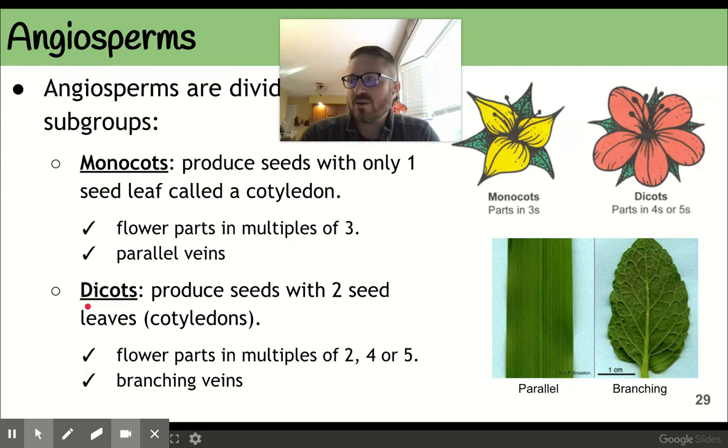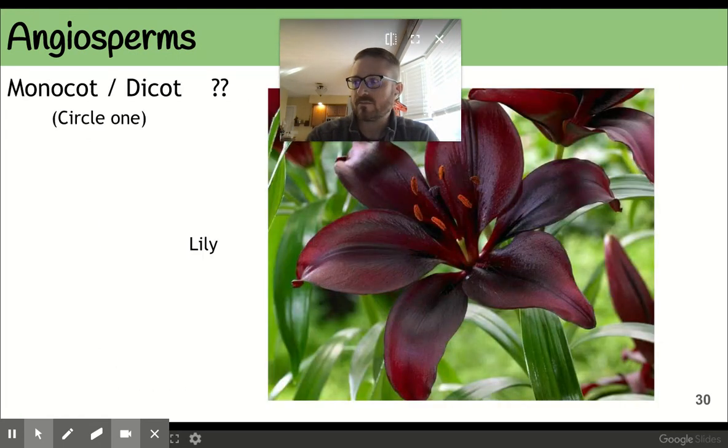Dicots are angiosperms that produce seeds that have 2 seed leaves inside of them. I'll show you a picture. 2 cotyledons is the proper name. And they have flower parts in multiples of 2, but usually 4 or 5. So you can see this dicot flower has 5 petals. And they produce leaves that have branching veins. So you can see the difference between the branching veins here and the parallel veins. So definitely different groups of angiosperms.